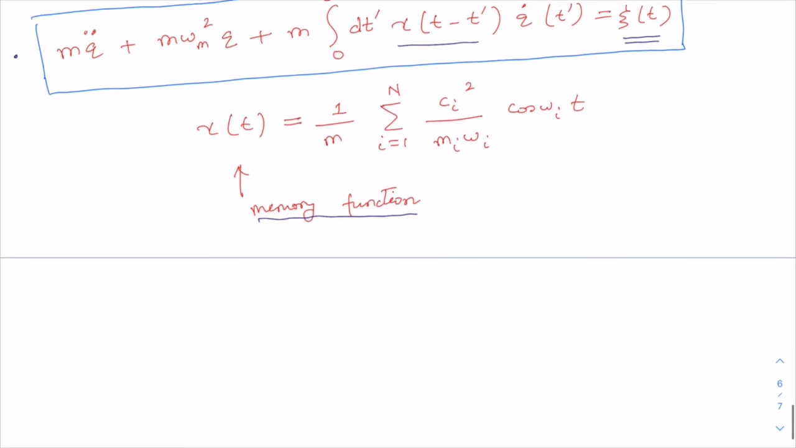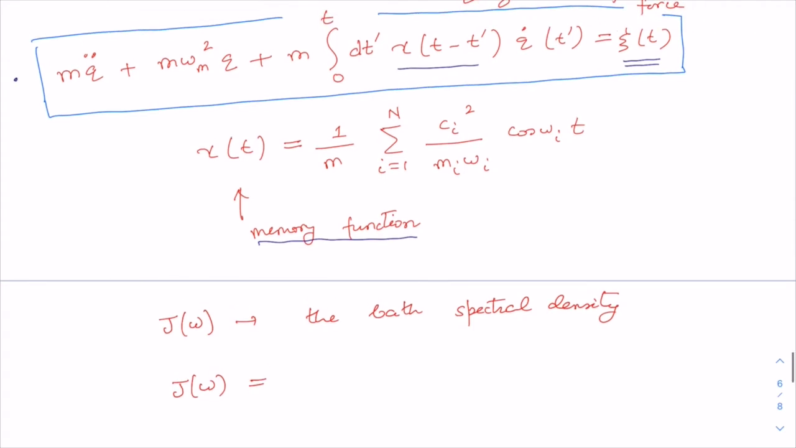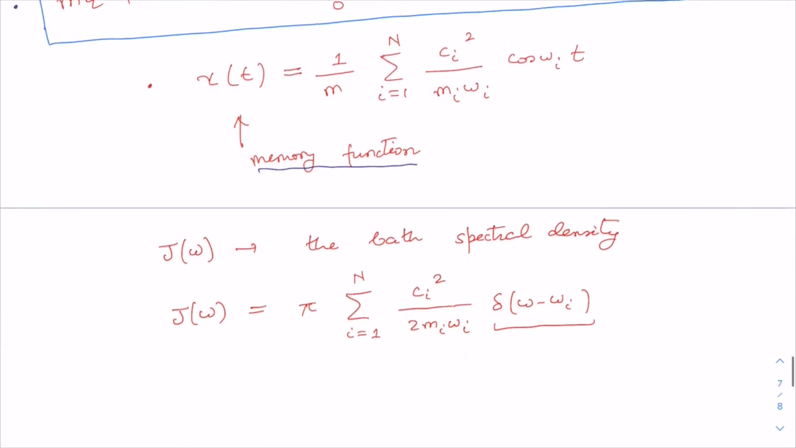And to do that, let us define a function denoted by J of omega, and this is known as the bath spectral density. So J of omega is defined like this: J of omega is equal to pi into the sum over all the n bath oscillators of ci square divided by twice mi omega i, times delta of omega minus omega i. This is the delta function, and using this we can simplify this expression.